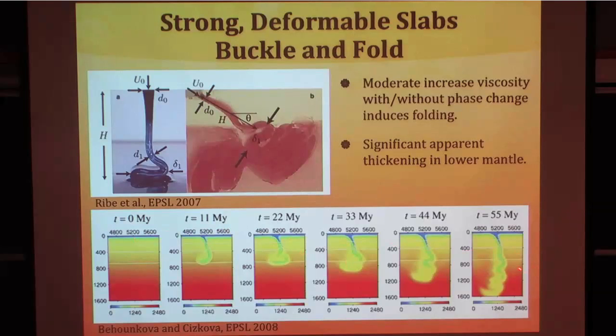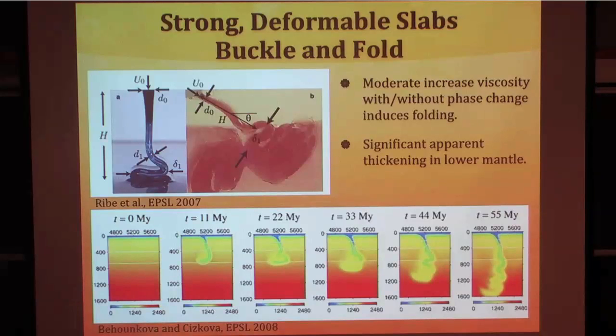If you include with the phase transitions the effects of latent heat and shear heating, you'll actually even weaken the slab in these areas because you heat it a little bit. That makes it easier to buckle. Okay, so these real slabs could look something like this, or not. They don't always do buckling behavior, but they can.